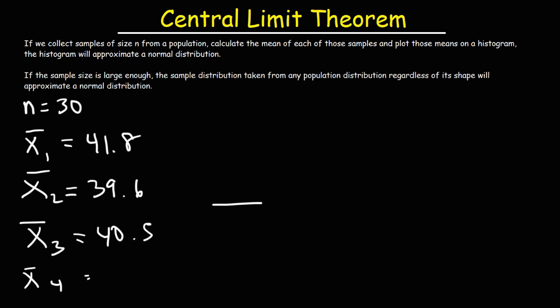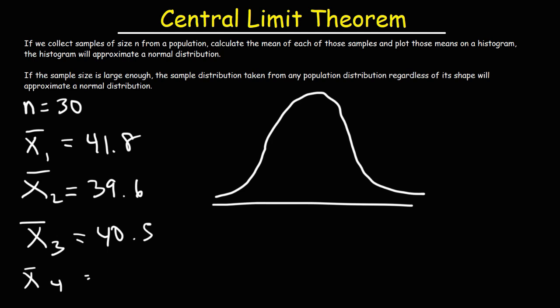And then if you take all of these means and plot it on a graph, the graph will have the shape of a normal distribution. Even if the graph of the population, which we don't know, is not normal, this graph, where we plot all of the sample means, or the means of each sample, so this will be x bar, will have the shape of a normal distribution. So that's the gist of the central limit theorem.